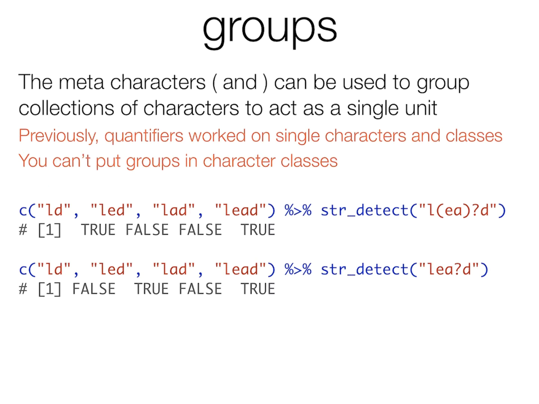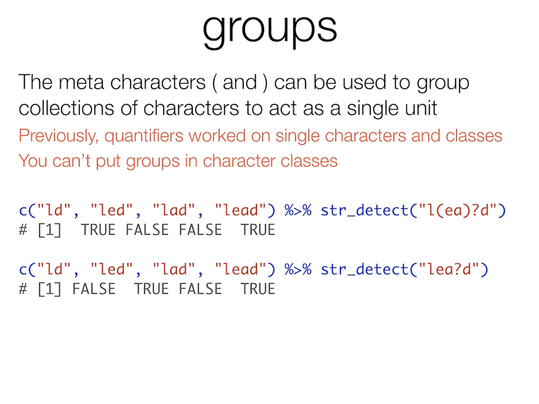By contrast, if we only put the question mark on the A, it's asking L followed by an E, followed by an A or no A, followed by a D. So which ones does that match? Well, it doesn't match the first one because there's no E. It does match the second one because it's LE, no A, D. It does not match the third one because there's no E, and it does match the last one.